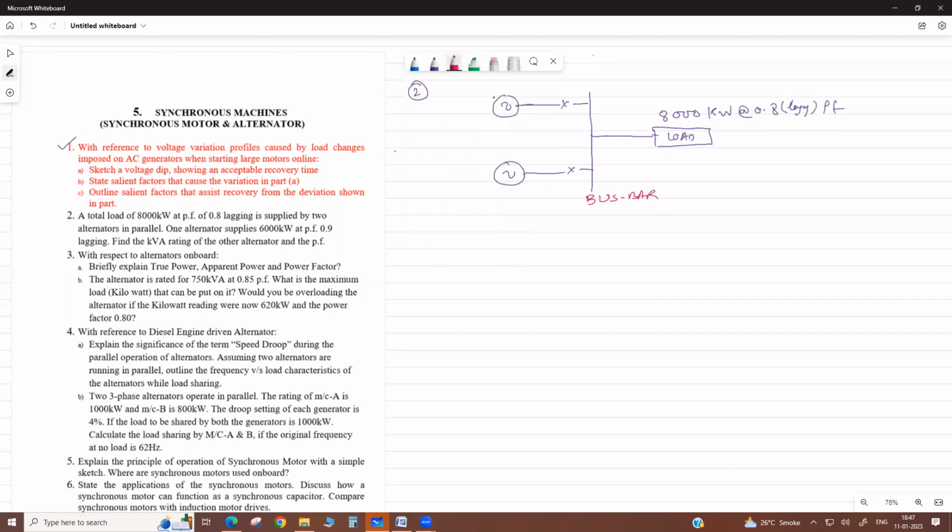This is machine 1, alternator 1, suppose, or A, B, C, you can write. And 2. Now we say that the load on one alternator, suppose the first one, is 600 kilowatt at 0.9 power factor lagging. What is the kVA rating and power factor of the other? It is asking for kVA and power factor.